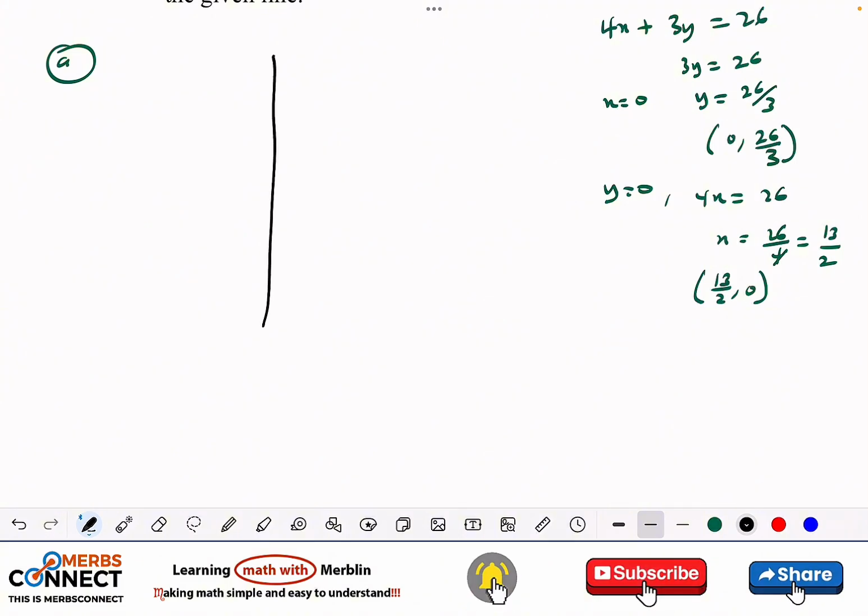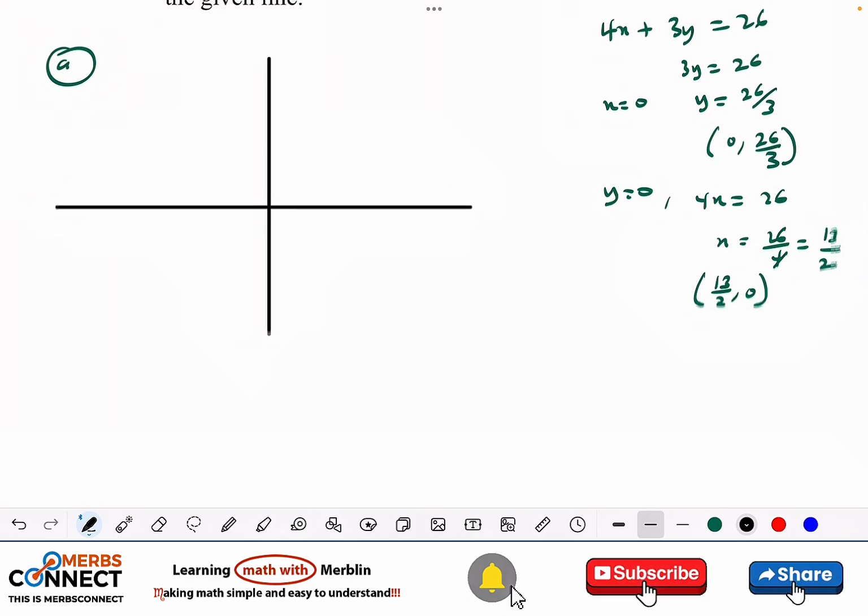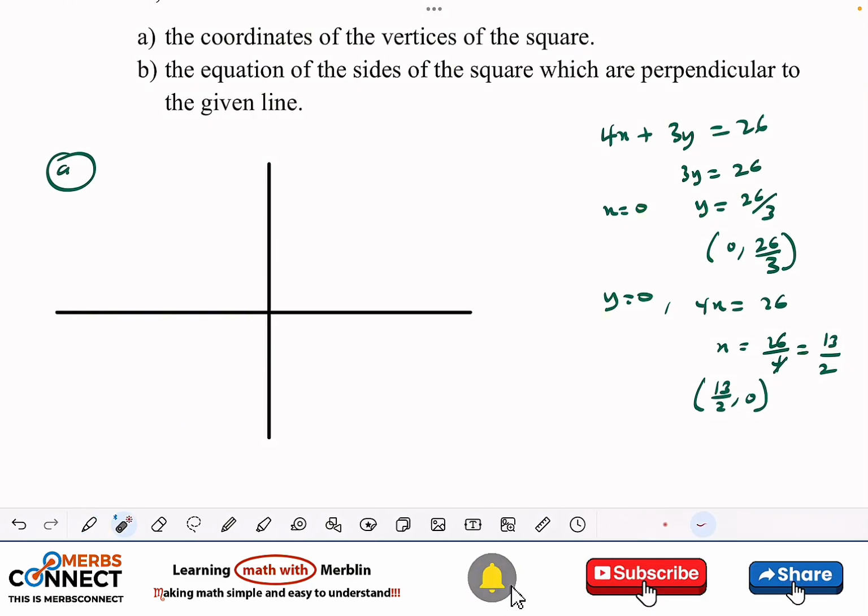So I have my y-axis, and then I have my x-axis. Now at this point, let me assume that 0 and 26 over 3 is somewhere here, because this is where x is 0 and y is this. So let's assume that it's here. And this one, where y is 0, is 13 over 2 and 0, somewhere here. So this will help us to construct a line which passes through these points. Very nice.